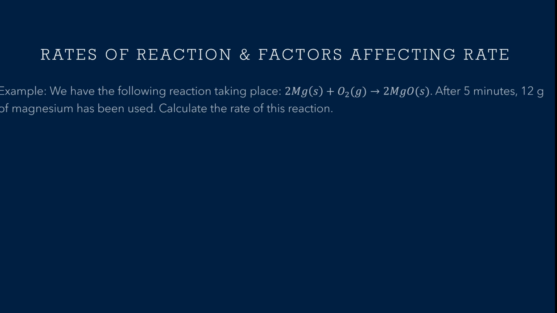And I'm going to go on and first calculate my number of moles. I'm going to say the number of moles is equal to mass divided by molar mass. And substituting in my values, I get 12 divided by 24.305. You get the molar mass from the periodic table, and that will give me a value of 0.49 moles. Next, I'm going to convert that 5 minutes into seconds. And to do that, I'm going to say 5 minutes multiplied by 60 seconds to give me 300 seconds.